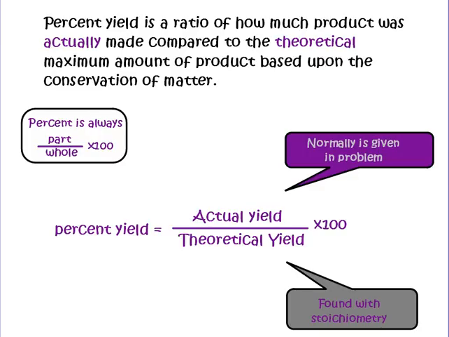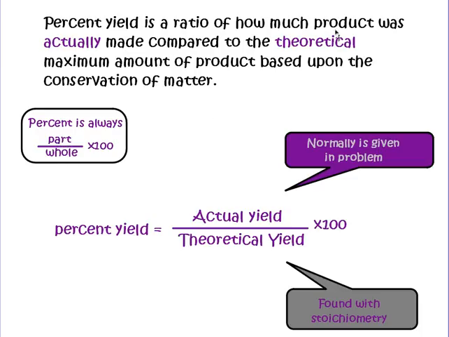Okay, so percent yield is just a ratio of how much product is actually made compared to the theoretical amount of product based upon the conservation of matter. Let's pick this apart a little bit. First of all, it is a percent problem, and percents are always the part over the whole. So there's a generic formula: a part of something divided by the whole of something. We call these ratios. When you hear that word, think of it like a fraction. In this fraction, we have the part that we want to know out of the whole thing, which is something else.